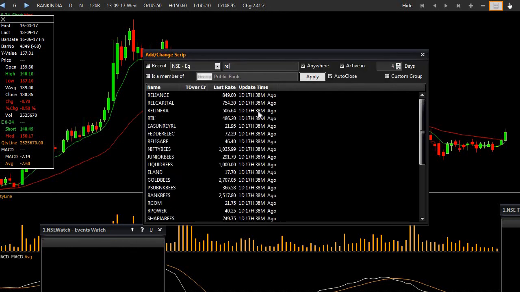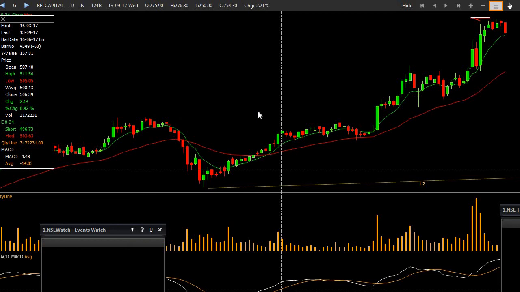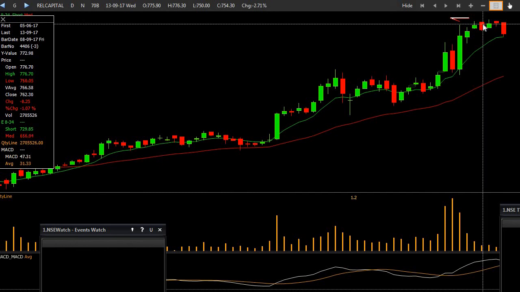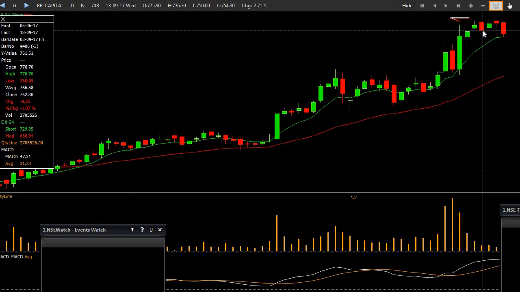Let's take another example, Reliance Capital. It is rising, but on this day, the 8th of September, it has created the bearish engulfing pattern. But you need to watch, because a bearish engulfing should be at the top. So if it falls below this level, then it will be at the top, and you can expect that it will go down.